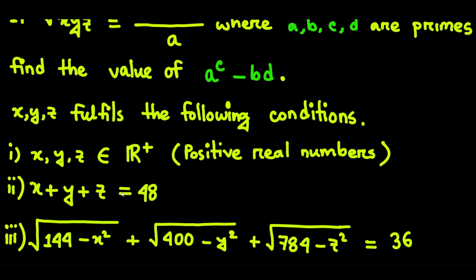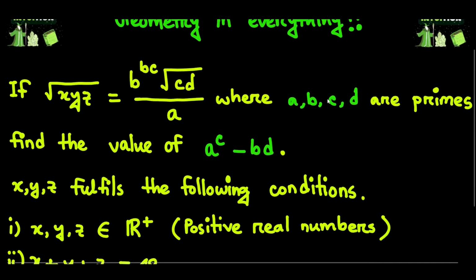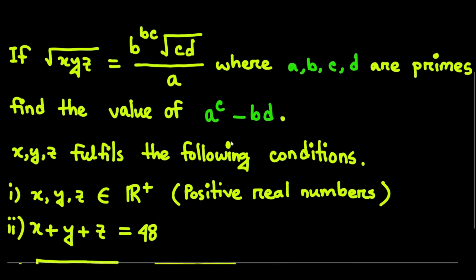x plus y plus z equals 48 and root over 144 minus x square plus root over 400 minus y square plus root over 784 minus z square is equal to 36. So these are the three conditions that we must abide by, and then we have to solve for xyz, and then we have to solve for abcd.